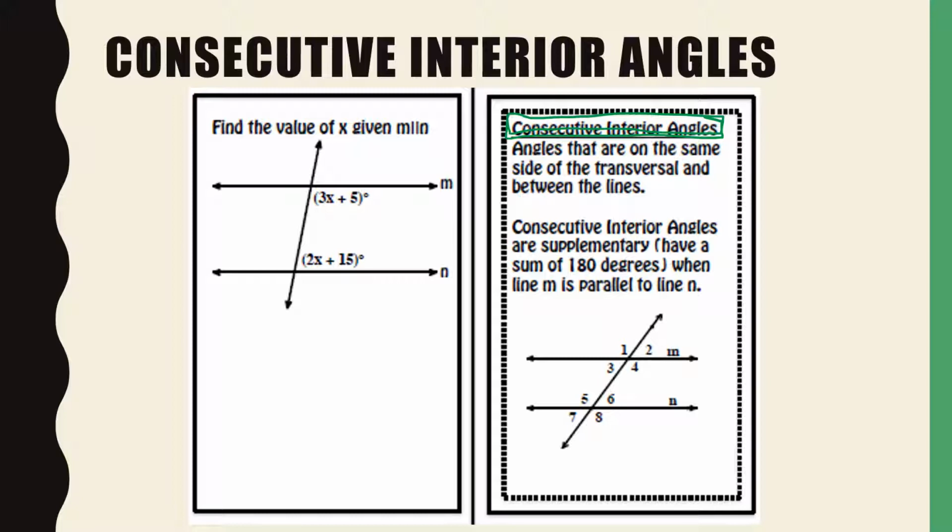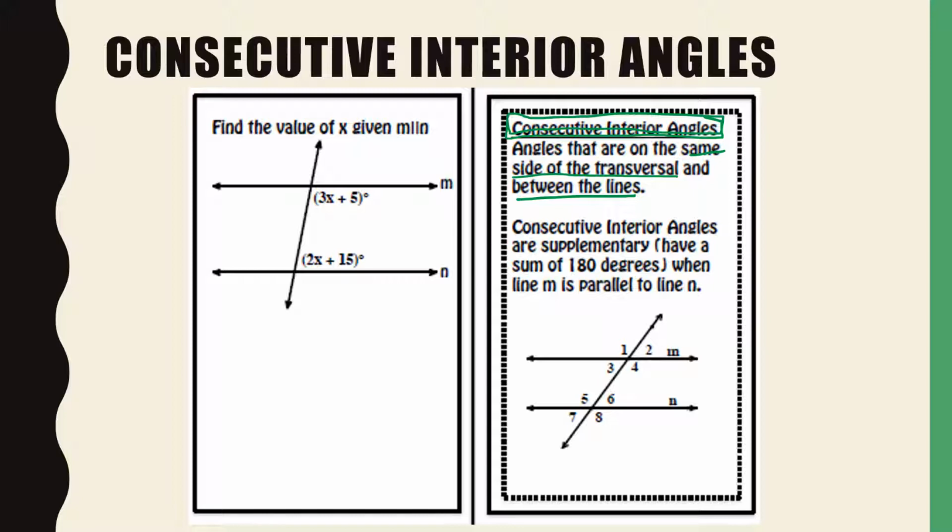So these angles, the definition of consecutive interior angles, are angles that are on the same side of the transversal and between the lines. So the words I want you to underline are same side of the transversal, and I also want you to underline between the lines. So same side of the transversal means they're both on the left or they're both on the right. Okay, now they also have to be between the lines.